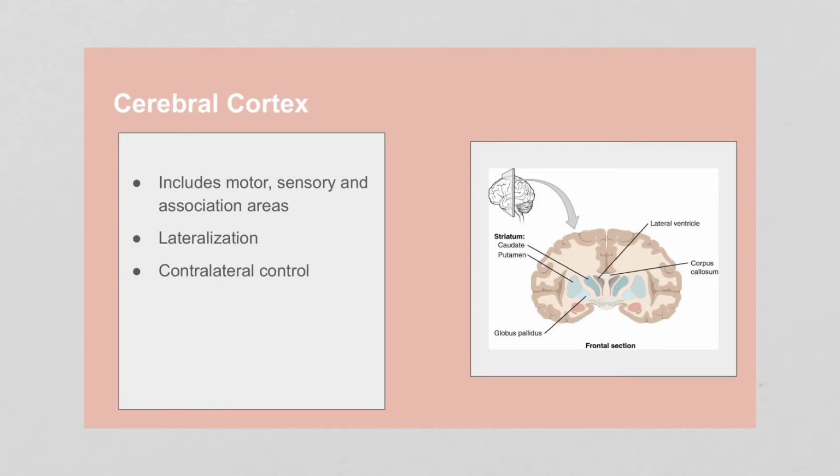The other thing that is interesting about the cerebral cortex is that there's contralateral control. That means that information coming in from the right side of the body goes to the left side of the brain, and information coming in from the left side of the body goes to the right side of the brain.